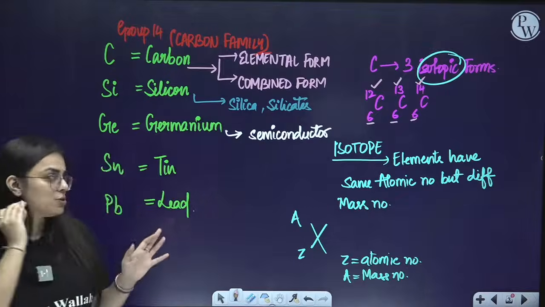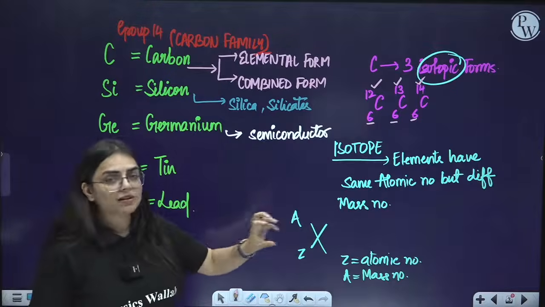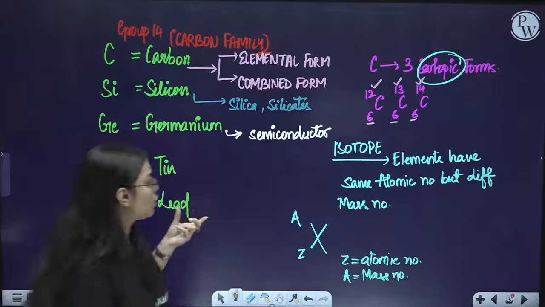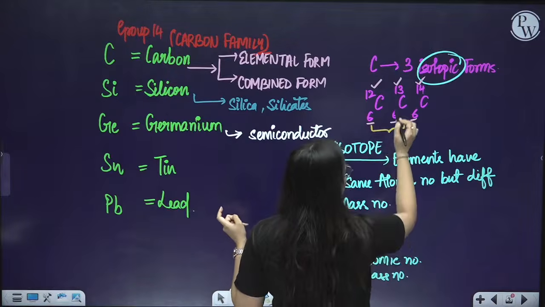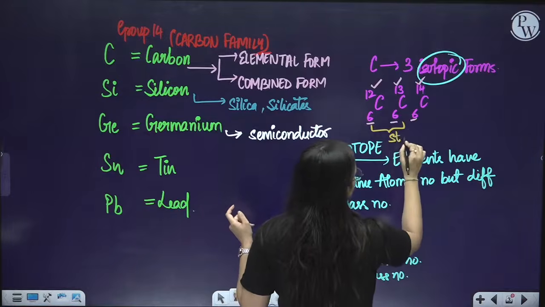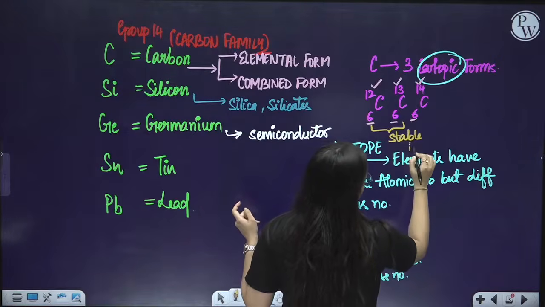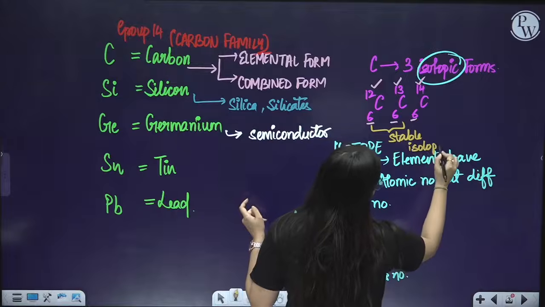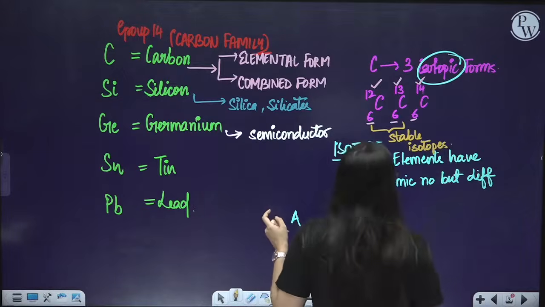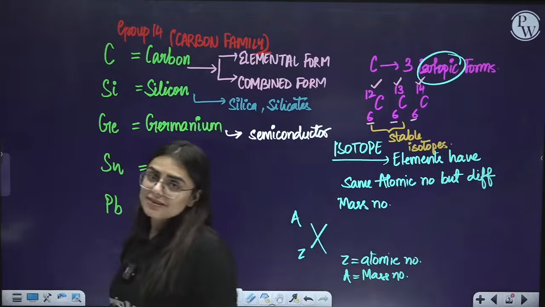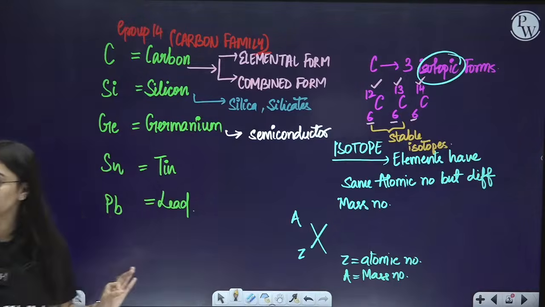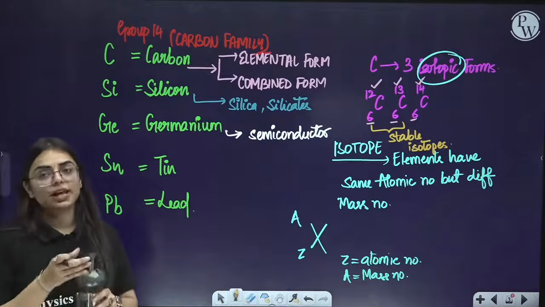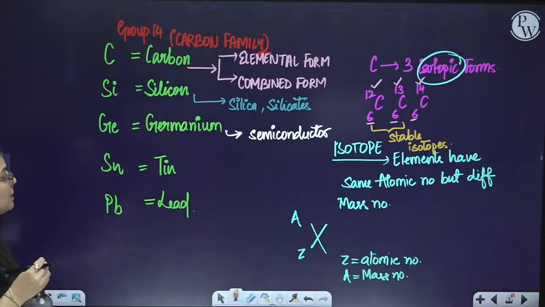Clear with this part also? So this was the general part that we should know. Now, coming to the isotopic forms, carbon-12 and carbon-13 are stable isotopes. So let's write this down. Everyone, take a minute, write each and everything that I have written over here, so that I can move on to the next part. Clear, everyone?